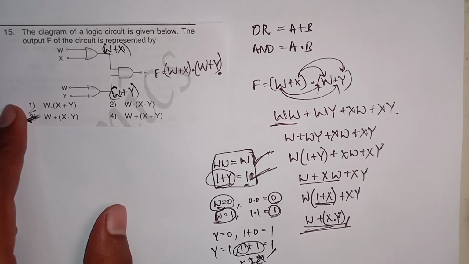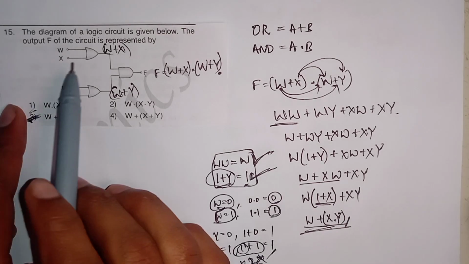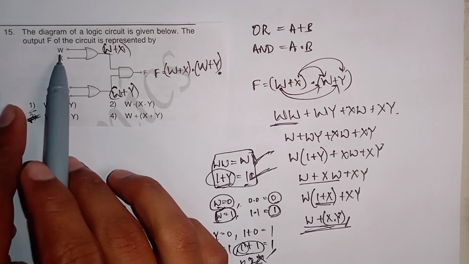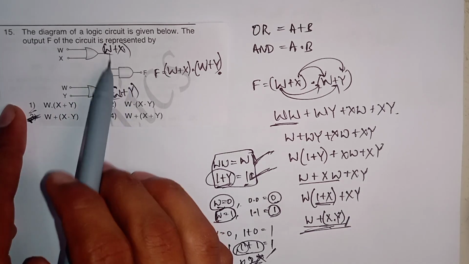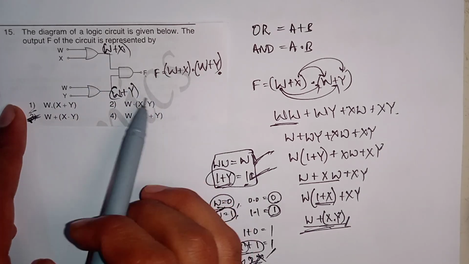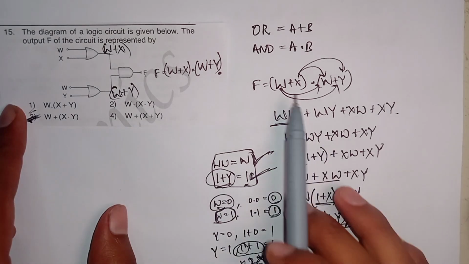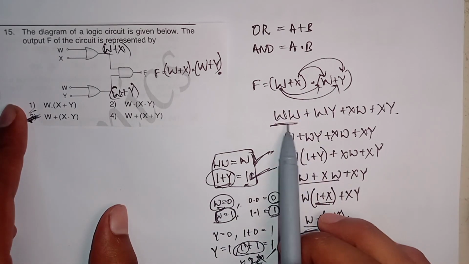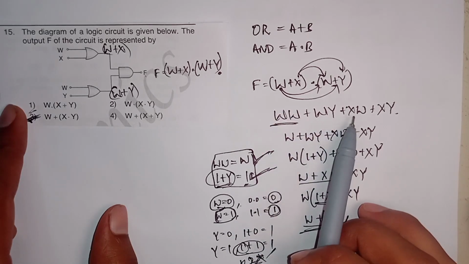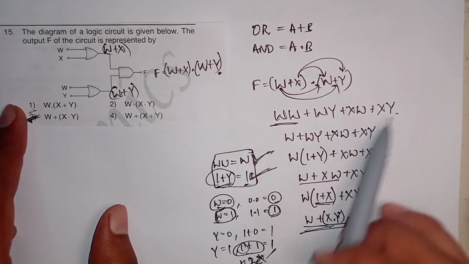I will be recapping it. Just see the gates and put the values. That is the OR gate W plus X, again the OR gate W plus Y, going to the AND gate (W plus X) dot (W plus Y). Taking that equation, you have to cross multiply this, and then we will be getting WY plus XW plus XY.